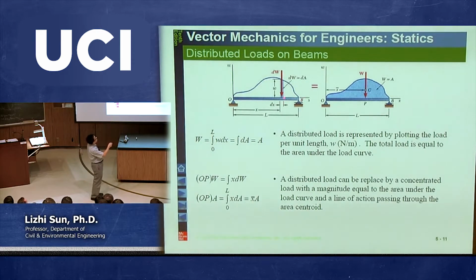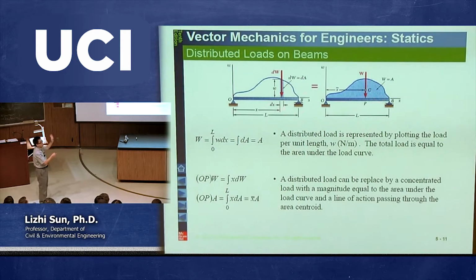The question is, can we find an equivalent concentrated load acting somewhere, which is the summation of the distributed load? However, the corresponding resultant moment is equal to 0. So originally you have a distributed load acting at every location of the beam, going down, for example. This is equivalent to just one concentrated load acting somewhere.